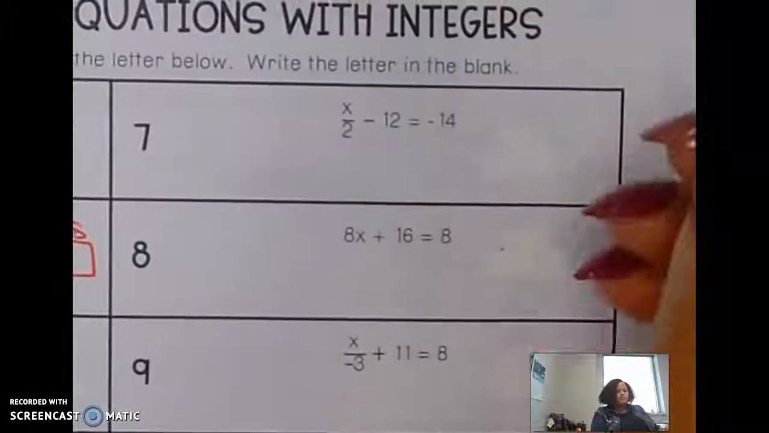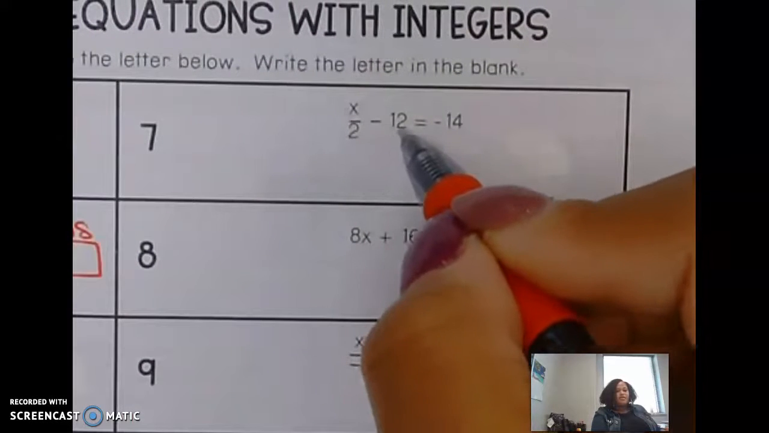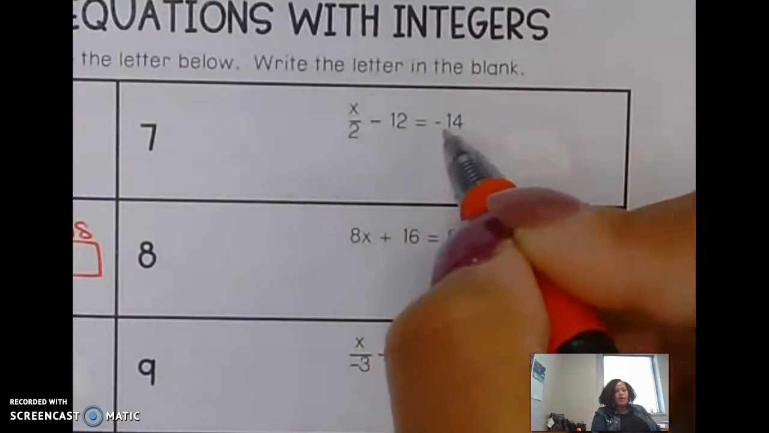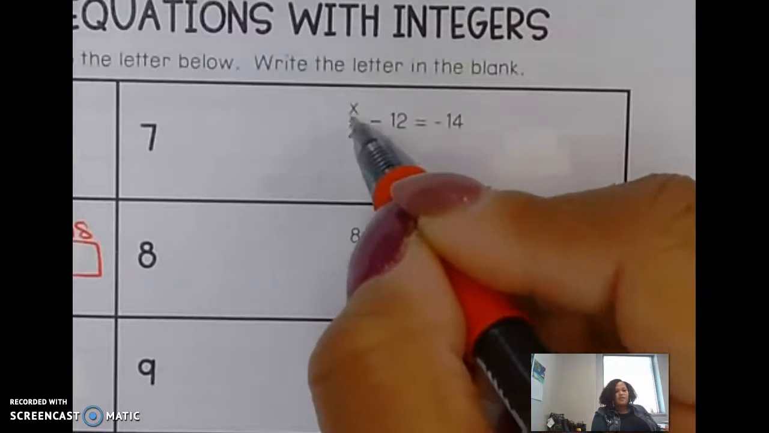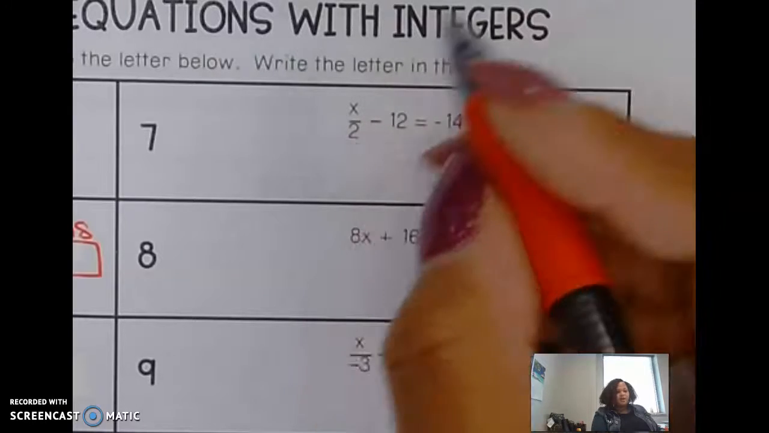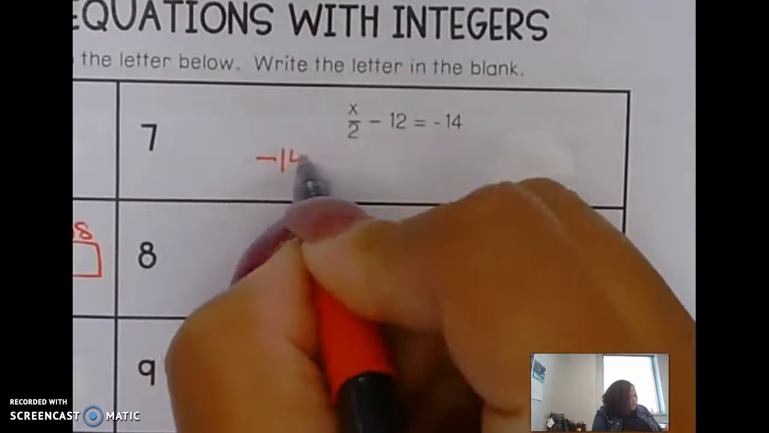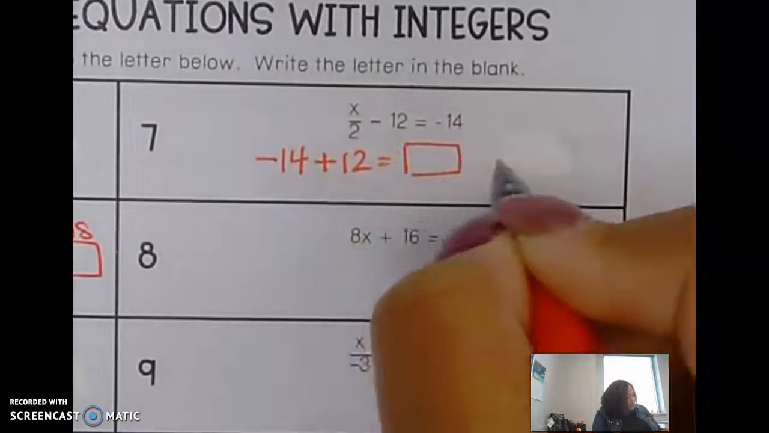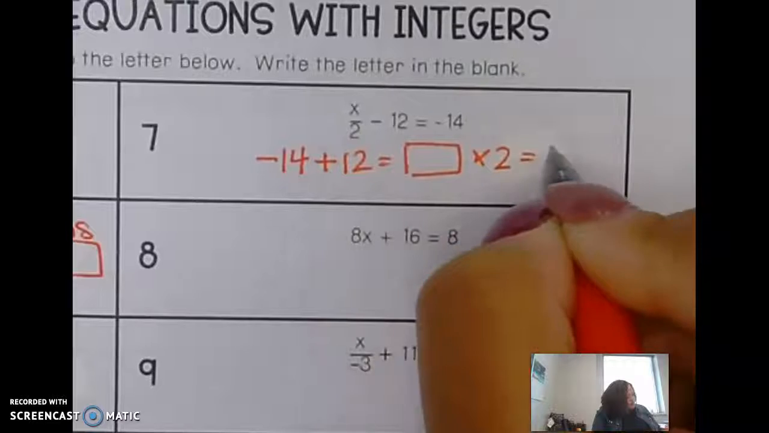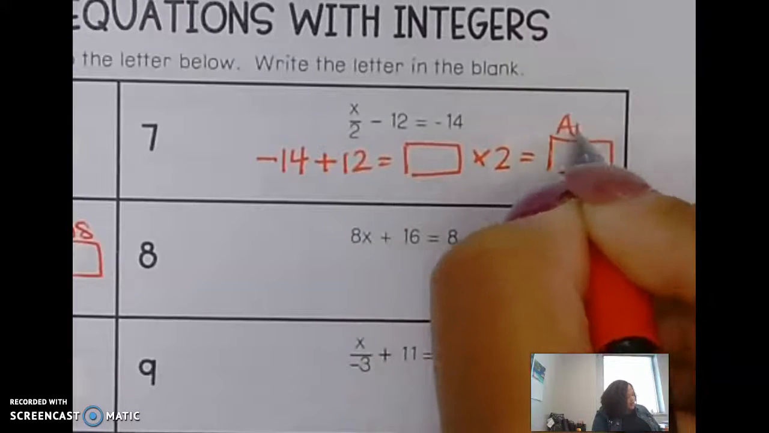Okay, number 7. This says x divided by 2 minus 12 equals negative 14. I'm working backwards. Instead of saying minus 12, I'm going to add 12. Instead of saying divided by 2, I'm going to multiply by 2. Negative 14 plus 12 is some answer times 2, which is my final answer.